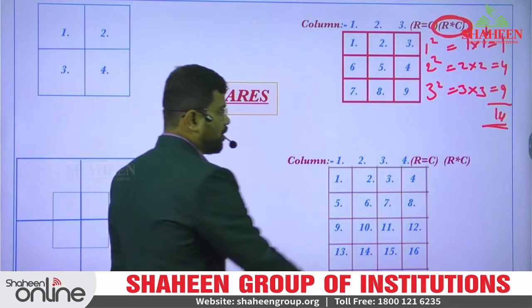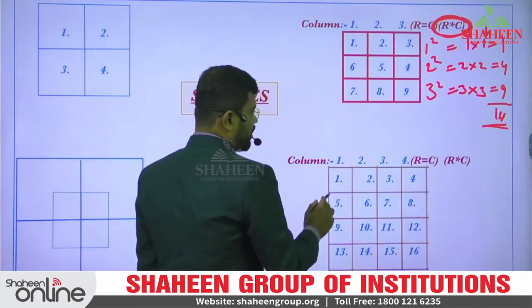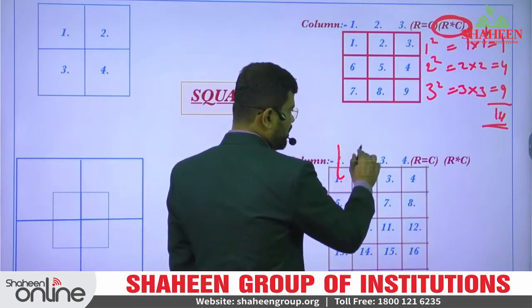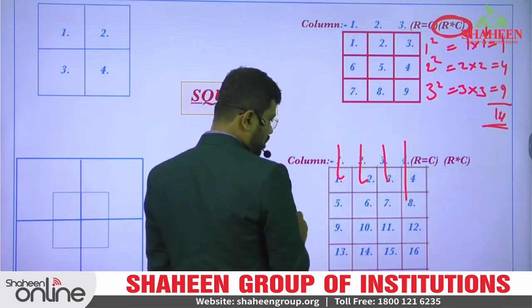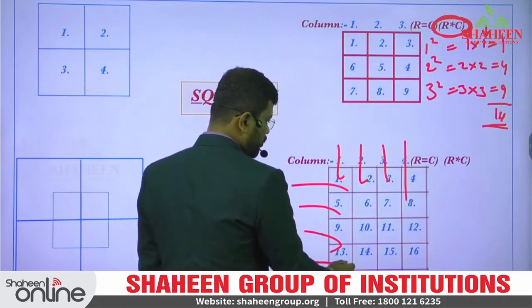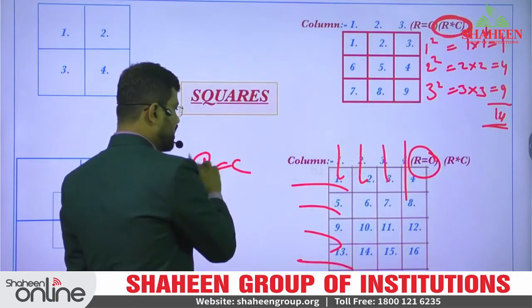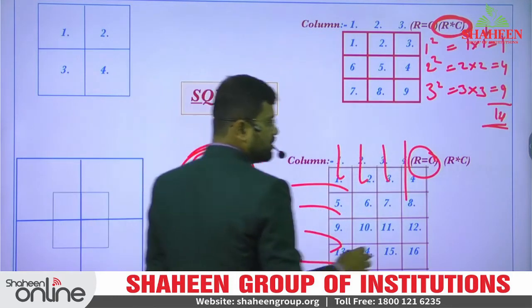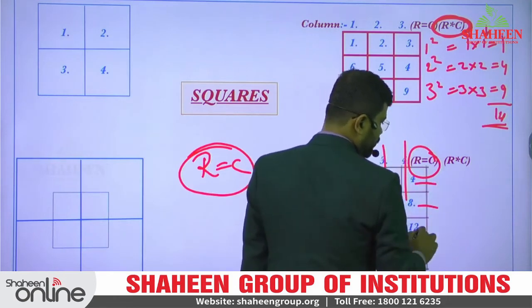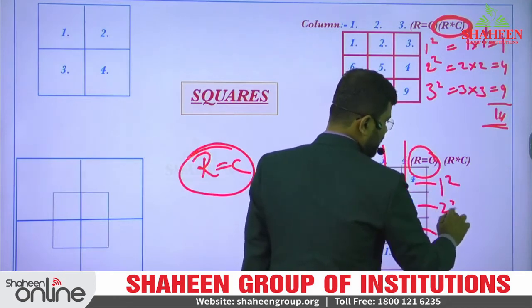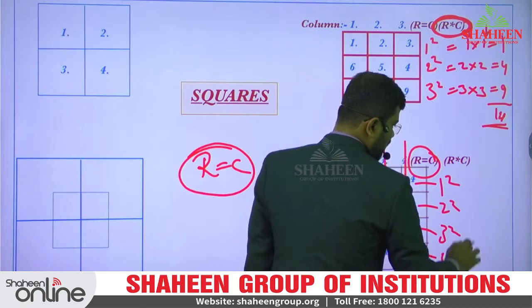Let us see another problem here. Okay, fine. So how many columns are there? 1, 2, 3, 4. 4 columns are there. How many rows are there? 1, 2, 3, 4. So I can say easily r is equal to c. So in this again r is equal to c. Let us do 1, 2, 3, 4. So 1 square, 2 square, 3 square and 4 square.